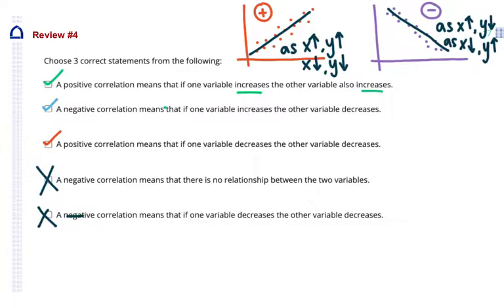Okay, so hopefully you all understand now about independent and dependent variables, positive and negative relationships and no relationship, and what scatter plots look like.